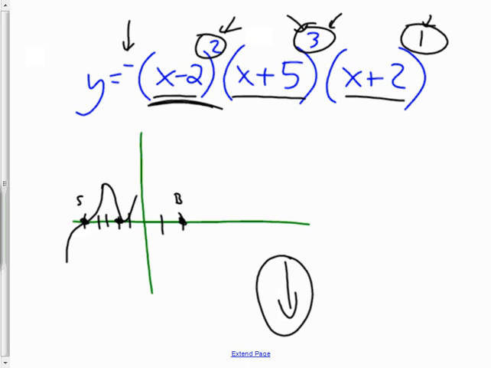Nope, I'm doing something wrong. I've got to be doing something wrong. Oh, the -2 is this one. There we go. That's a cut through. Okay. Phew. And then, oh, I never even thought about where the y-intercept was.